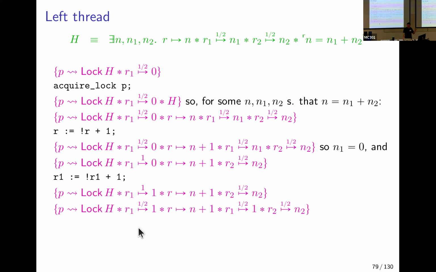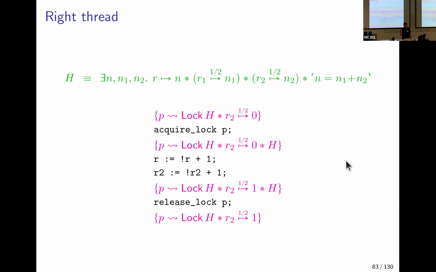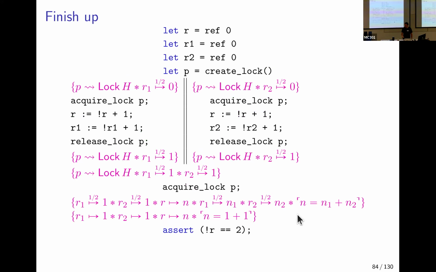You split R1 again. By choosing carefully, N1 is 1 now, and N2 is just the N2 of before. And so we can fold back to the invariant H, and we can finally release the lock P. At the end, we have stored basically the contribution of this thread into a variable R1. We are able to do, of course, the same for the right thread. And so at the end, we get the information that R1 points to 1, R2 points to 1 with half permission.